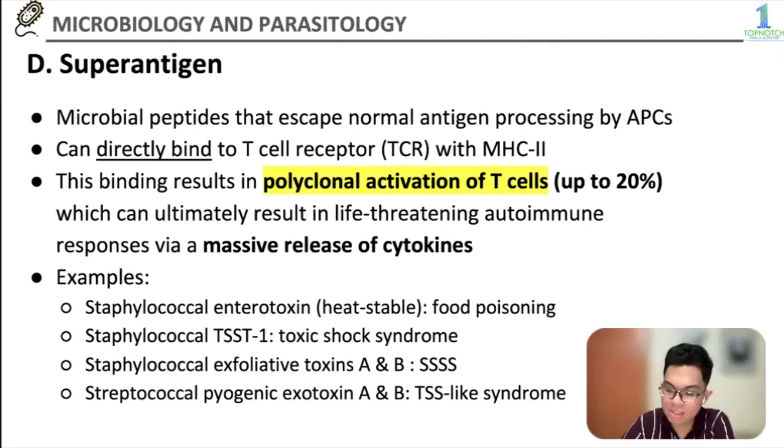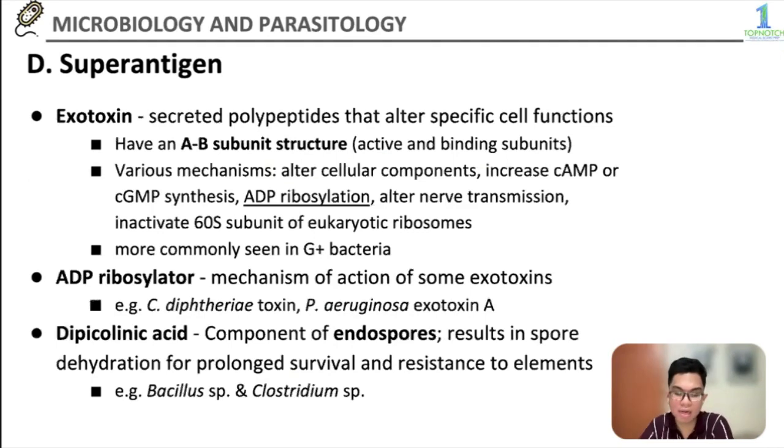Okay, so as you can see, most of your superantigens are produced by your Staph: enterotoxin, TSST-1, exfoliative toxin, and also by Strep pyogenes. So exotoxins are any secreted polypeptides. They usually have an AB subunit structure, A for the active site and B for the binding subunit. There are various mechanisms, and one of them is ADP ribosylation.